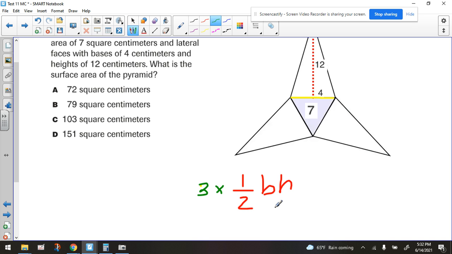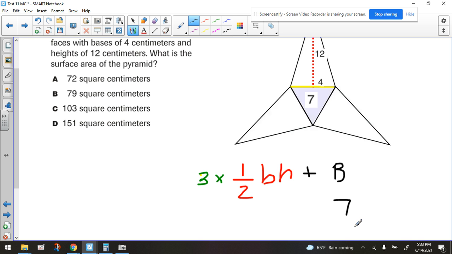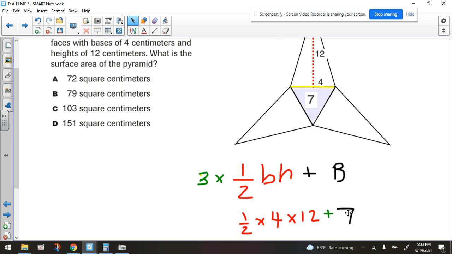So let's substitute in what we have. And by the way, we're going to have to add in the base there because they tell us that, and that's 7. All right, so let's substitute in some of the other numbers. The base of the triangle is 4. The height of the triangle is right here, 12. And eventually we'll have to add in the 7. And I made that a little crooked. Maybe I can move that down a little bit. And we have to take into account that we have 3 triangles like that.